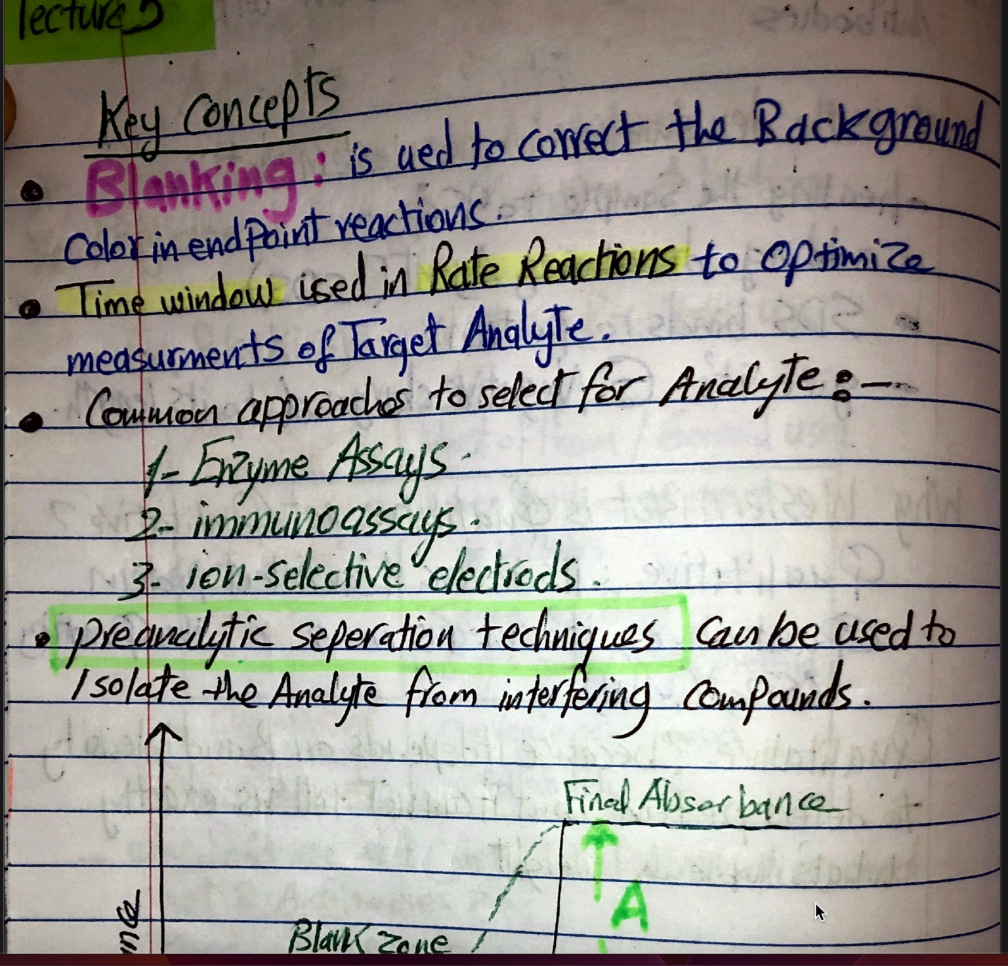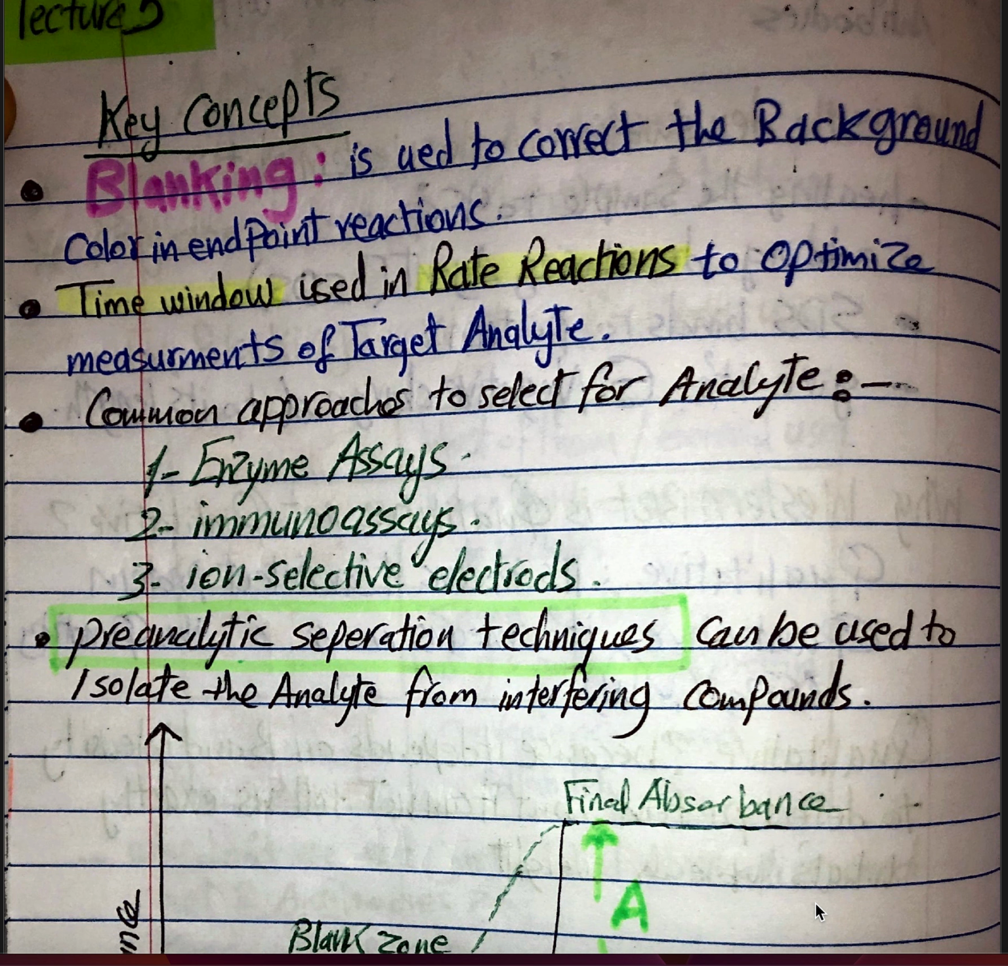The first one is blanking, and what exactly is blanking? There is something called blocking that we use in Western blotting, and we use bovine serum albumin, or we can say free fat milk. We can use casein. All of them are used for blocking. But there is something called blanking, and blanking is to correct the background color in the endpoint reaction.